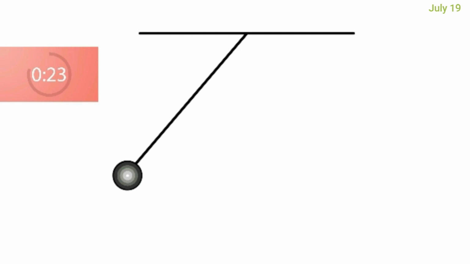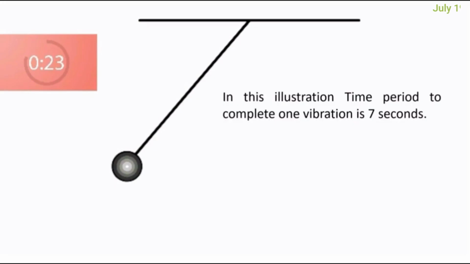Now you see, we had one vibration or one oscillation and we have the time there. And how much is the time? Time taken is 7 seconds. Well, in this illustration, the time period to complete one vibration is 7 seconds, right? And I repeat, what is time period? Time taken to complete one vibration or one oscillation. Right? So straightaway, the time period of this pendulum is how much? 7 seconds.